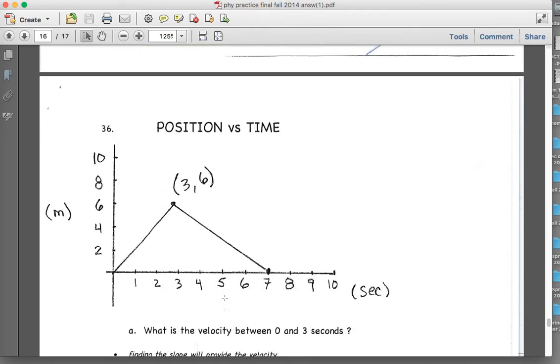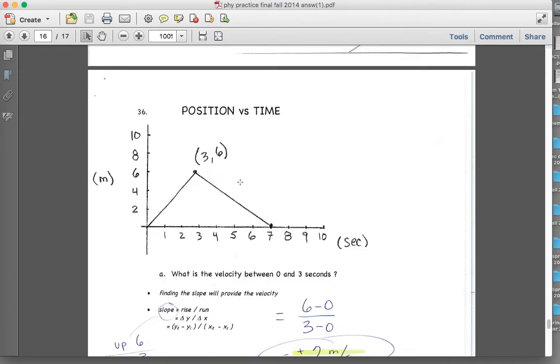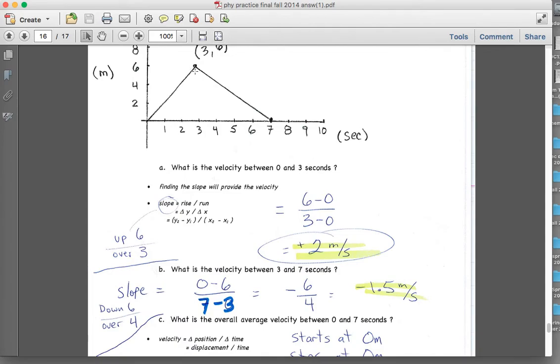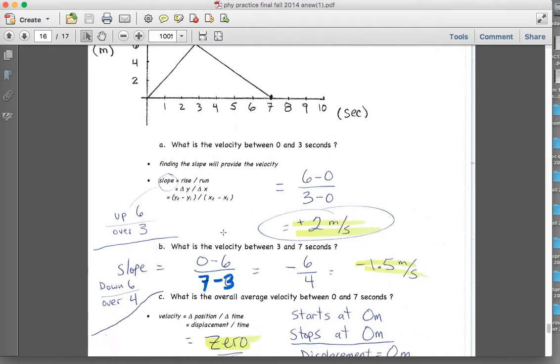Okay, position versus time. So if this is a position versus time graph, and I ask you for a velocity, you're going to have to find slope. And just count, just rise over run. And for the second part, I think rise over run, I go, what, down 6 over 4. So it's not the same, it's not symmetrical. Not the same slope on each part.